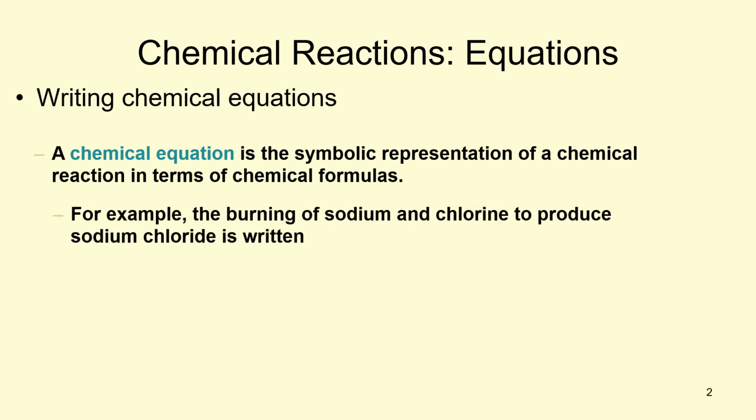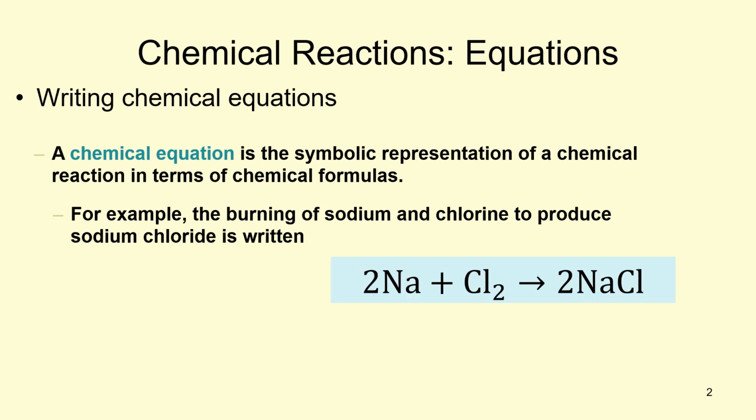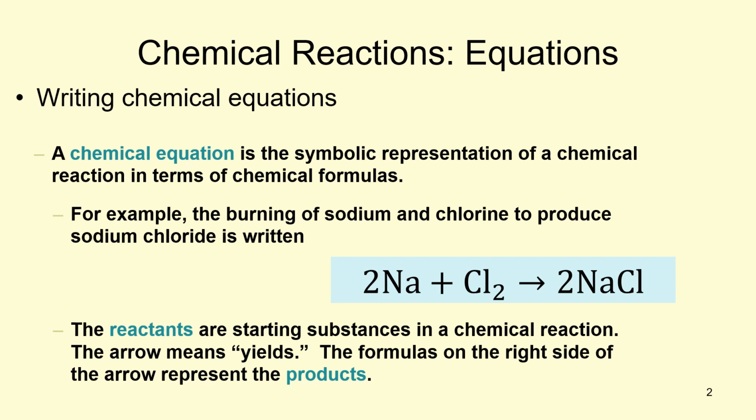So for example, if I said let's react sodium and chlorine together to give us sodium chloride, I would write this as 2 sodium (we'll talk about the 2 later) plus chlorine. Chlorine, remember, is one of those 7 diatomic elements that always appear as diatomics and never appear alone as the element. And then on the right-hand side, we have sodium chloride, salt. So the reactants are the materials on the left, the starting substances, and the arrow means yields or forms, and then the formulas on the right are the products.